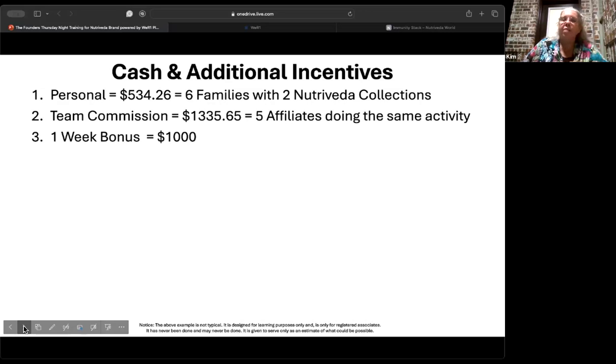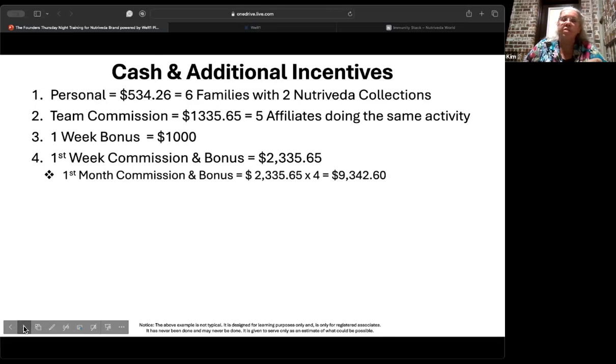The first week, because you earned over $1,000 in that week time period, they're going to give you a bonus of $1,000 on top. And because they gave you that bonus, guess what? That's over $2,300 and some change that you're going to be earning in a week's time just because you earned a $1,000 commission.